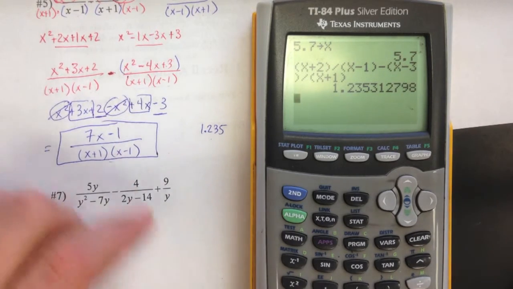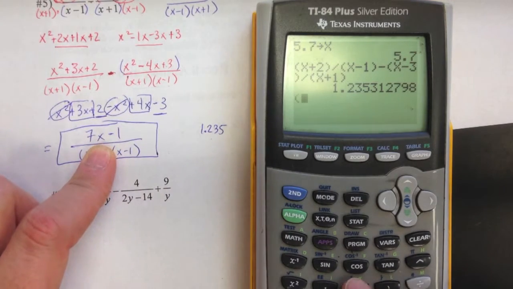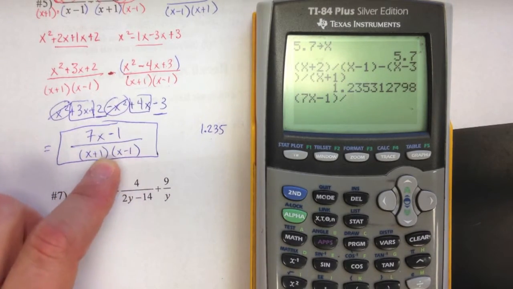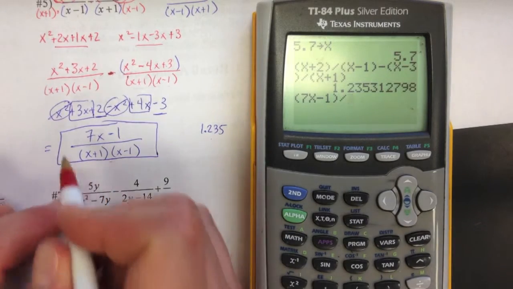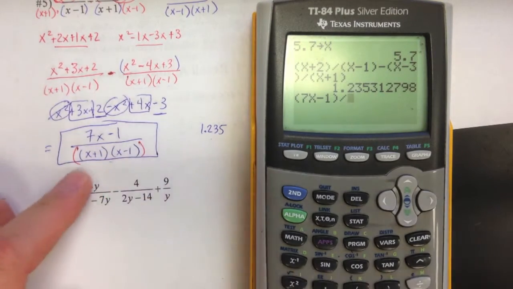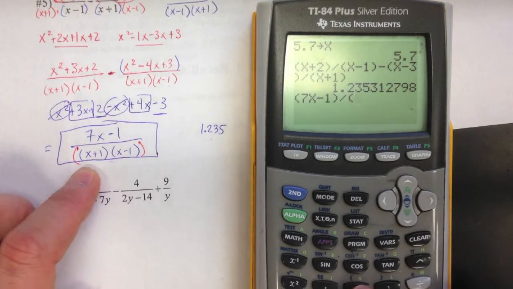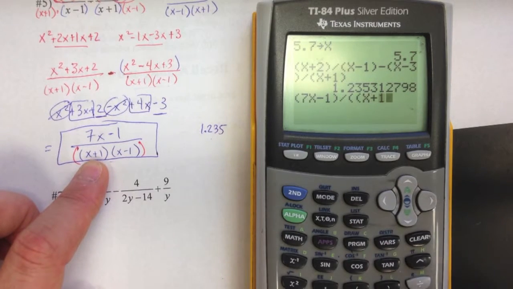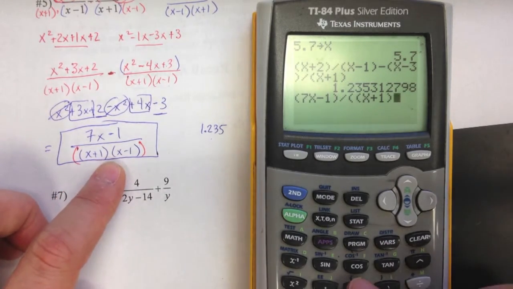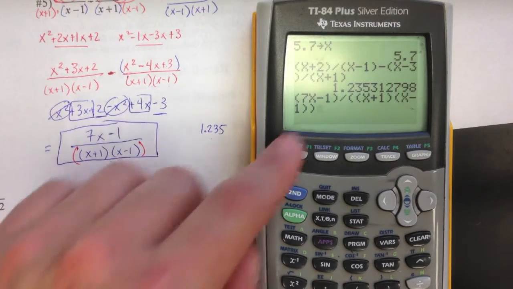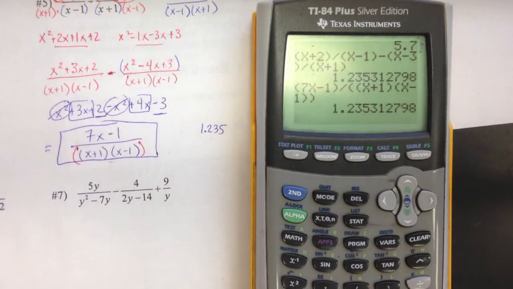So I'm going to type this, but I have to type the whole numerator, 7x minus 1, in parentheses, divided by, I've got to put the whole denominator in parentheses. So when I type this, I'm actually going to open a second set because I want to have this whole thing included. So I open for x plus 1, and then close x plus 1. Open for x minus 1, and then close for x minus 1. Close it again, and then if I hit enter, I'm hoping I get this thing right here, and I do.